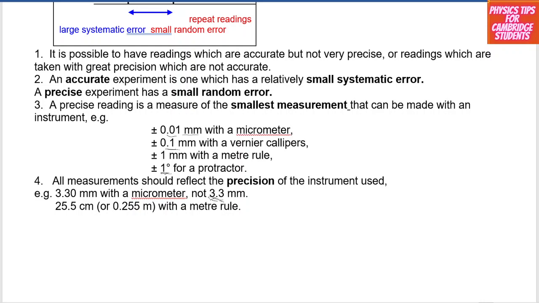Similarly, we have 25.5 centimeters for a meter rule because the smallest division that it can measure is a millimeter, and there are 10 millimeters in a centimeter. So when you want to express your readings in meters, you have to have 3 decimal places because there are 1,000 millimeters in a meter.